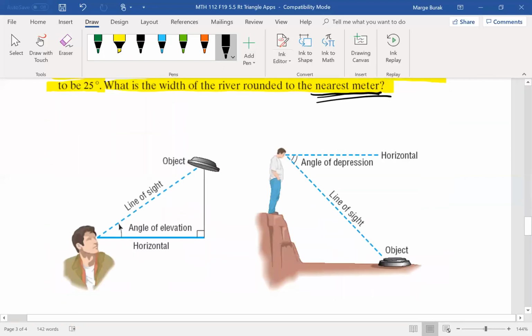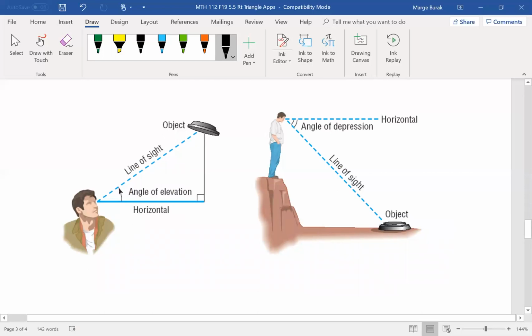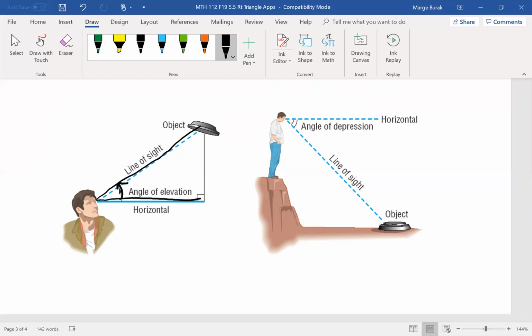Okay, moving on. A couple of things we want to know about, and that is if we're starting at the horizontal and we're making an angle from the horizontal that moves up, the angle in between the horizontal and that line of sight is called an angle of elevation. It starts horizontal and we move up. That's elevation. On the other hand, if we start at the horizontal and we move down, then we create an angle of depression.